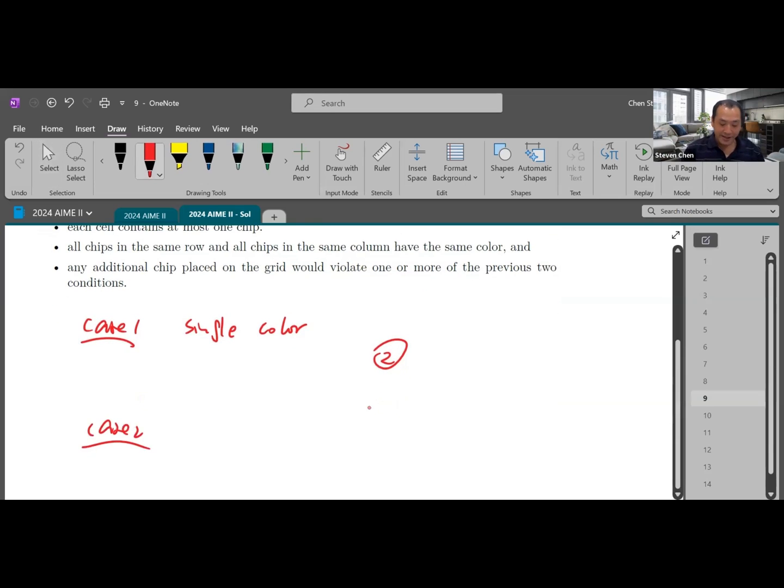Next, let's look at the second case, where the board is occupied with both colors, which means that in the final configuration, we must have at least 1 white chip and at least 1 black chip. So in this case, let's compute the number of feasible configurations.